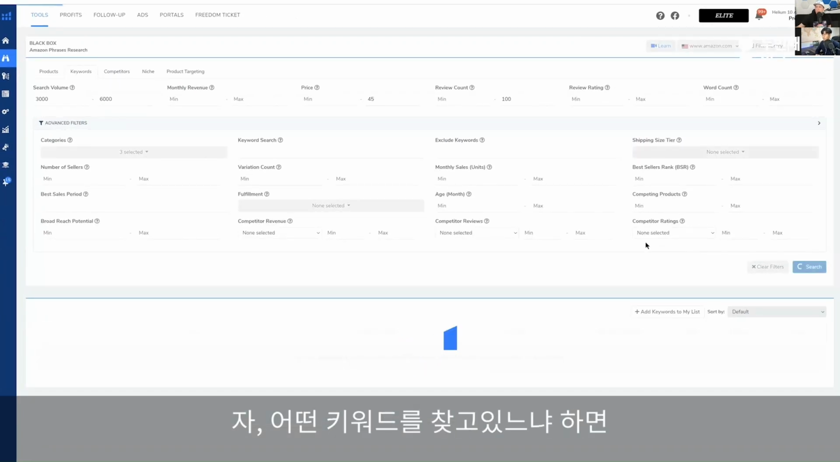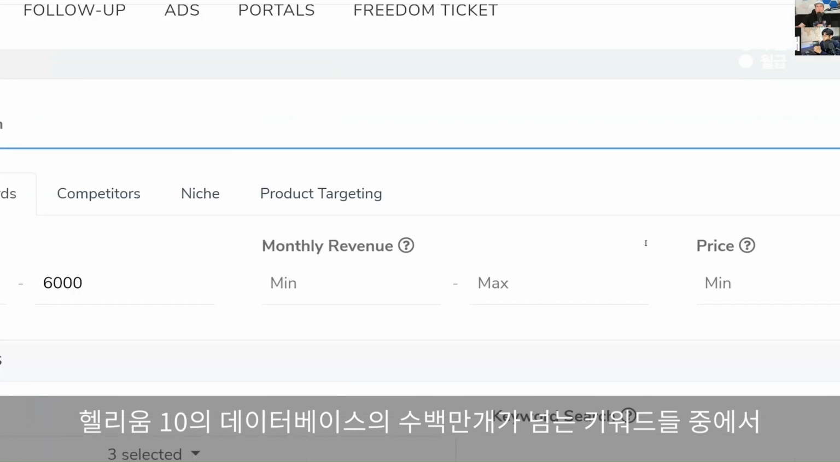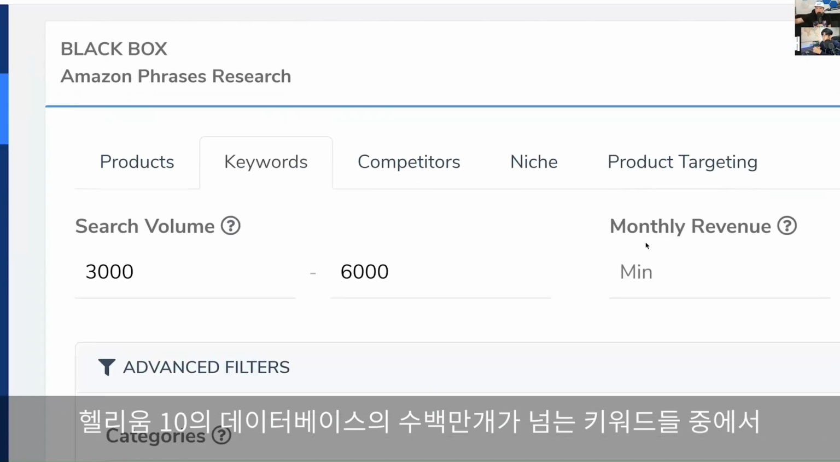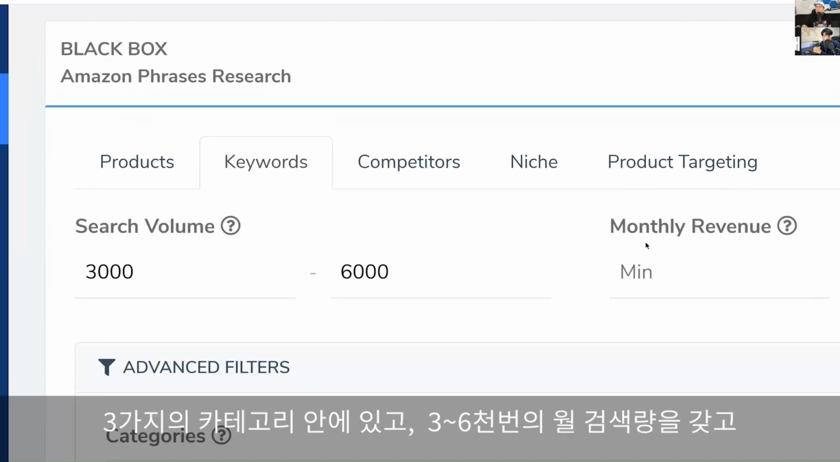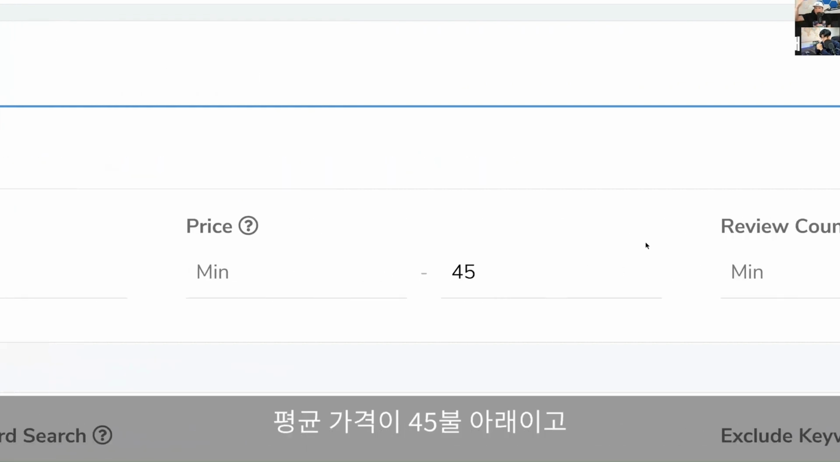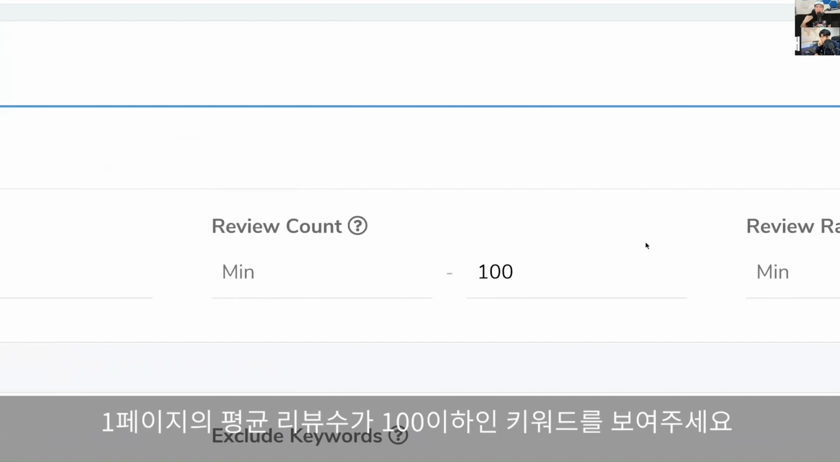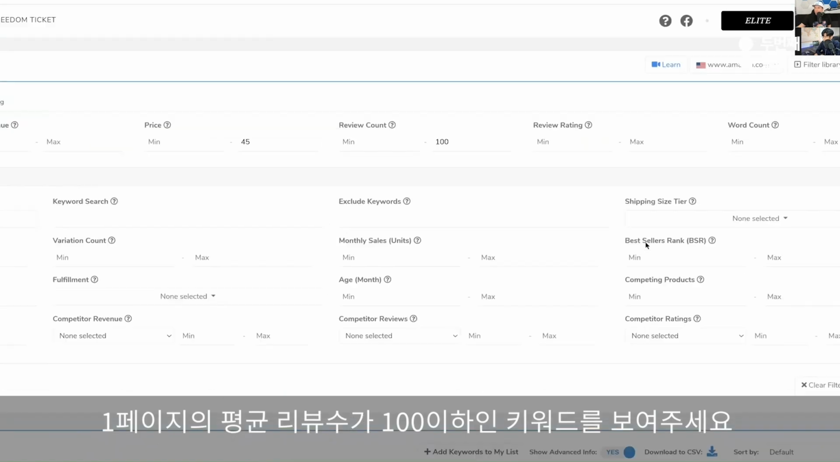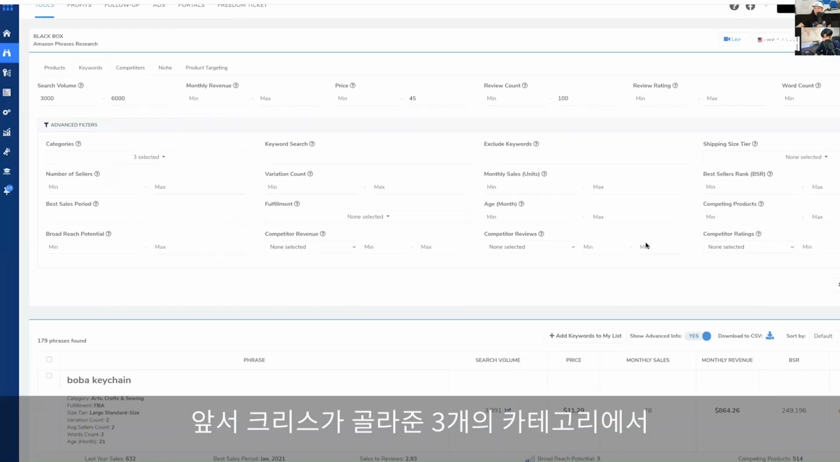So basically, what I'm saying here is, hey, Helium10, out of all your millions of keywords in your database, please show me something that is searched for, estimated between 3,000 and 6,000 times a month. And if I take the average price of the top products, it's less than $45. And the average number of reviews of the top products on page 1 is maybe 100 or less. And we're looking in three categories.